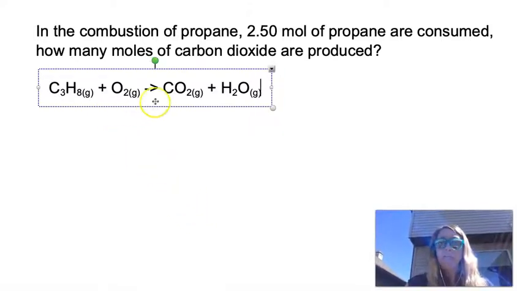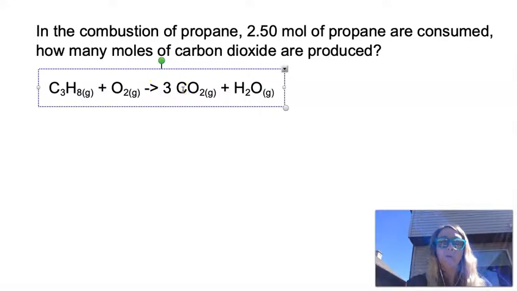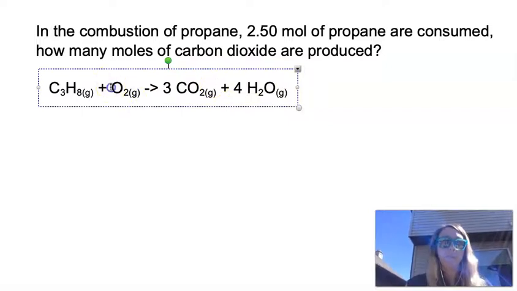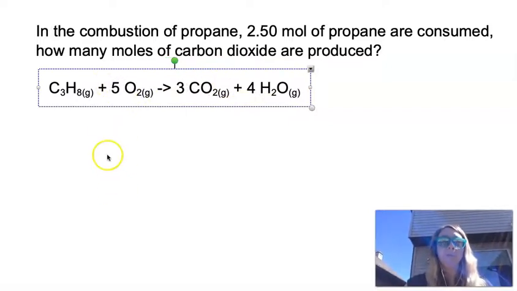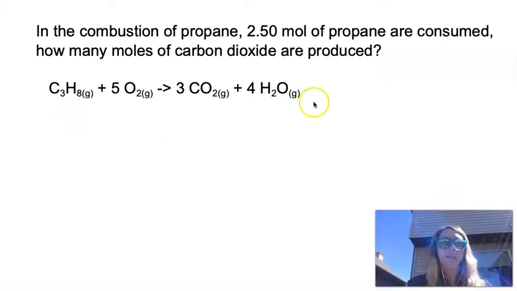Okay, next piece is obviously to balance this, right? Balancing is important. So I have C3, so I am going to put a 3 in front of the carbon dioxide. H8, so I'm going to put a 4 in front of the water, because 4 times 2 is 8. Oxygen-wise, we have 3 times 2, so I have 6 here. I have 4 more here, so I have a total of 10 oxygens. 10 divided by 2 is 5, okay? So there's our balanced chemical equation.